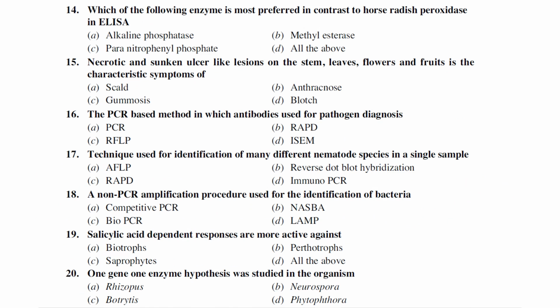The next one is which of the following enzymes is most preferred in contrast to horseradish peroxidase in ELISA? So instead of horseradish peroxidase, what is the enzyme used in ELISA? Alkaline phosphatase, methyl esterases, para-nitrophenyl phosphate, all the above. Just now we discussed horseradish peroxidase and alkaline phosphatase. If horseradish peroxidase is not recommended or not available, we can go with alkaline phosphatase. As I told you, para-nitrophenyl phosphate is a substrate used in ELISA.